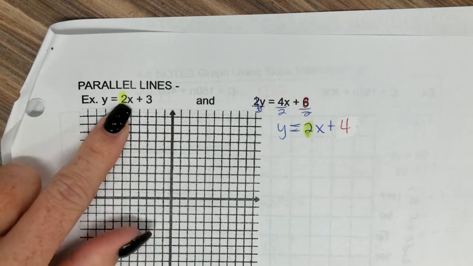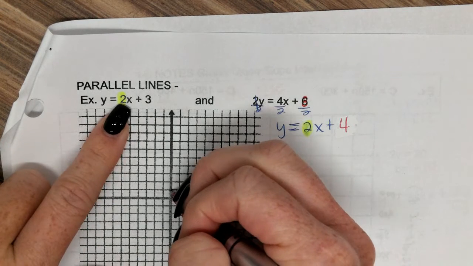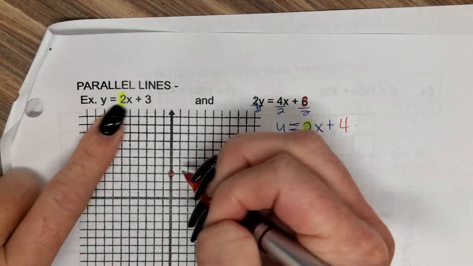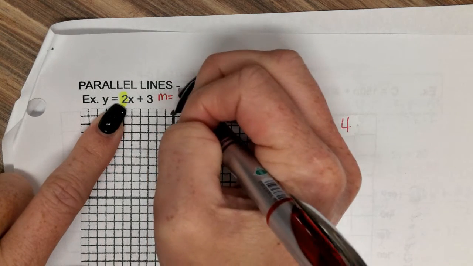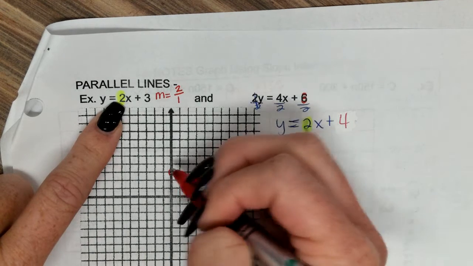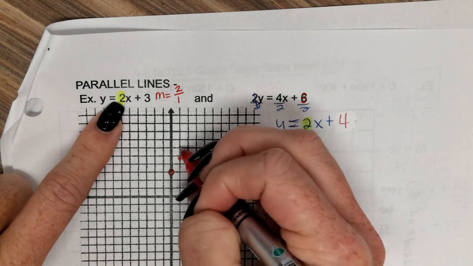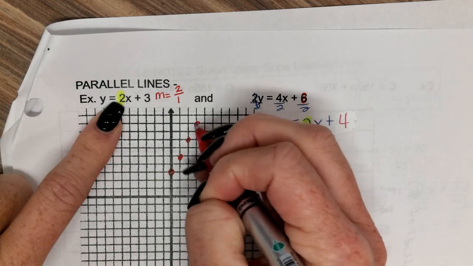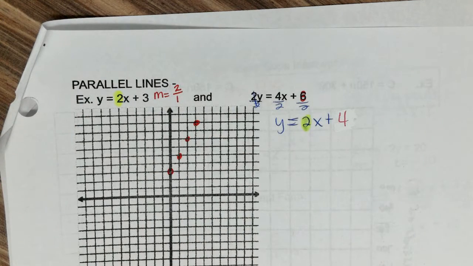All right, let's graph this one first. So I'm going to start on the y-axis at 1, 2, 3. Now I need a rise over run. So up 2, right 1. Up 1, 2, right 1. 1, 2, 1. Is that enough dots? Sure.